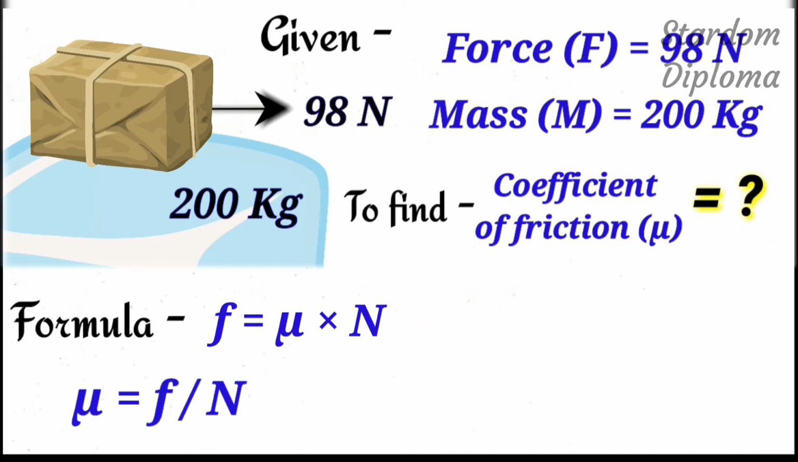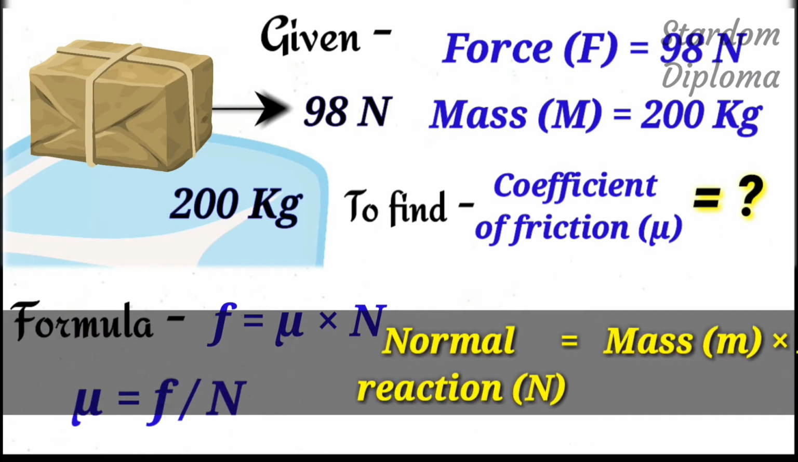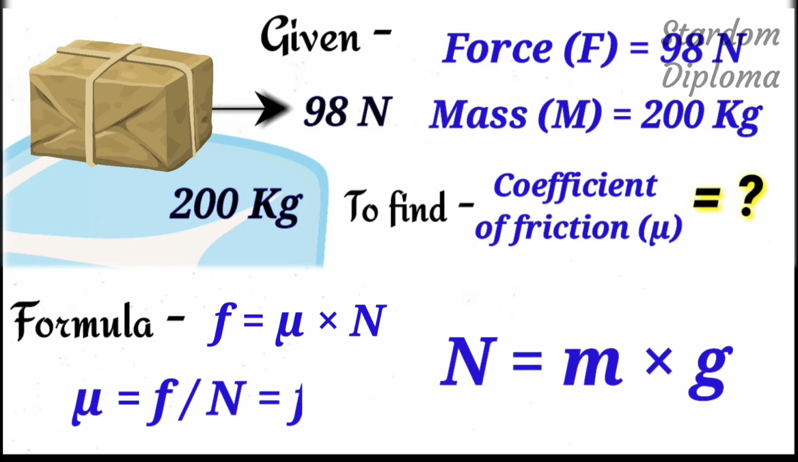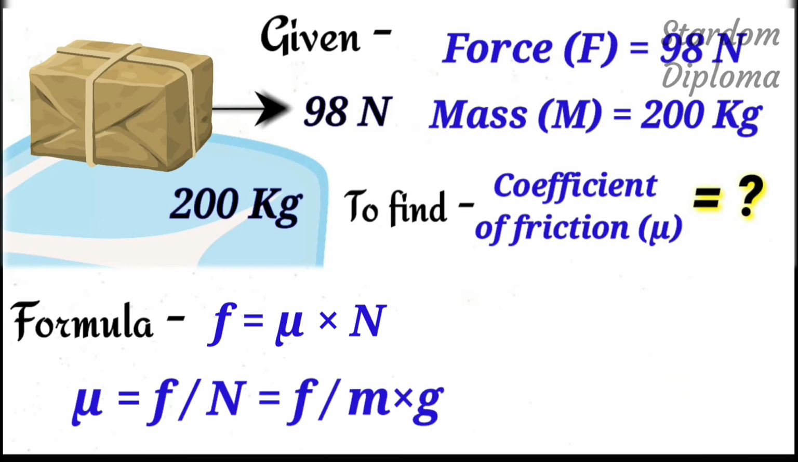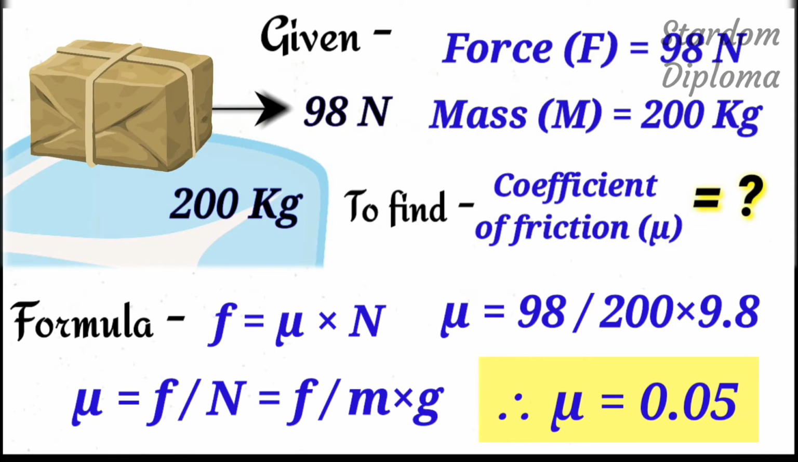Here we have the value of force F. As for R, that is the normal reaction, we already know normal reaction N equals M into G, that is mass into acceleration due to gravity. So mu will be equal to F by M into G. Now we'll substitute the values in it. Mu is equal to force 98, mass is 200 kg and acceleration due to gravity, that is G, is 9.8. Solving this, we'll get 1 divided by 20, which is equal to 0.05. So this is our result.